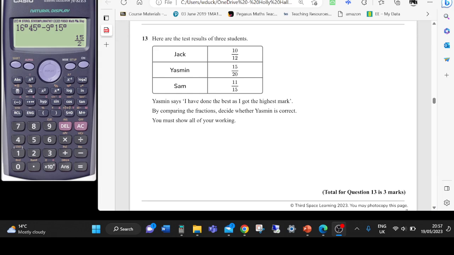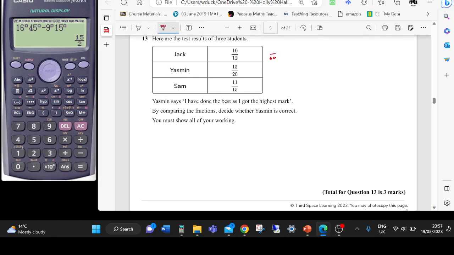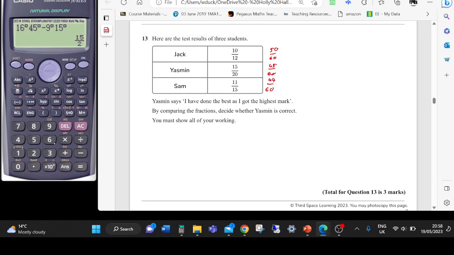So we're going to look for the lowest common multiple of 12, 20 and 15, which is going to be 60. So I'm going to convert them all to fractions over 60. To do that, I need to times the first one by 5. So we've got 50 over 60. To convert the other one, we're timesing by 3, so we're going to have 45. And the final one we're timesing by 4, so it's going to be 44. So is Yasmin correct? No.